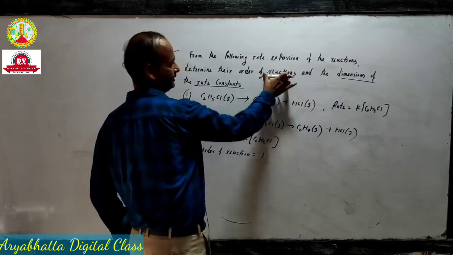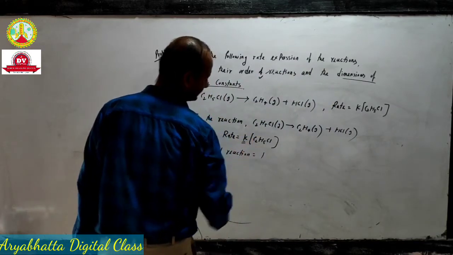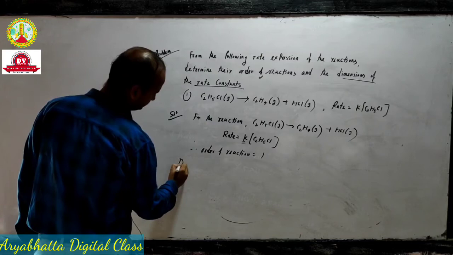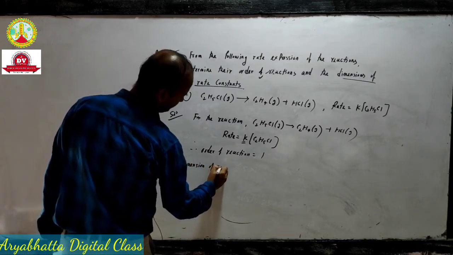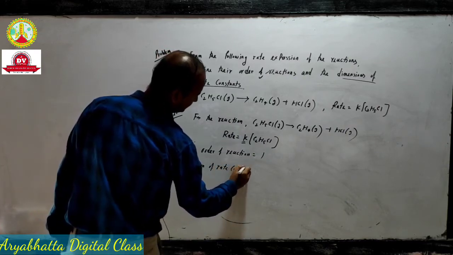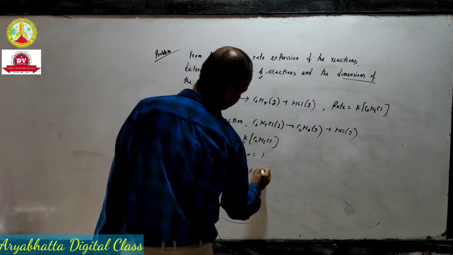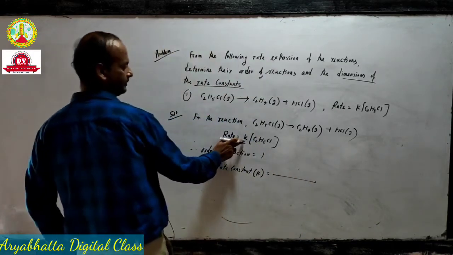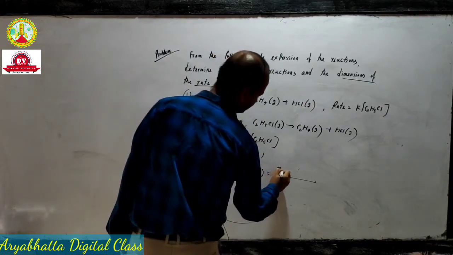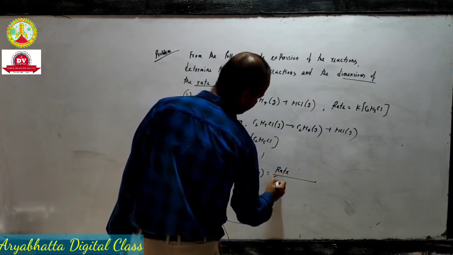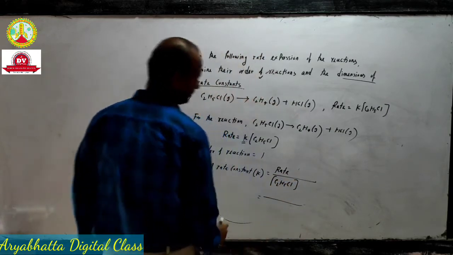Now this is the first part of the question, this order. And dimension of the rate constant, rate constant का dimension भी निकालना पड़ेगा. Now देखो, dimension of rate constant इस तरह से लिखो देखो: dimension of rate constant, symbol is K. From this, now देखो, dimension of rate constant K will be rate divided by C2H5Cl, ऐसे लिखना.